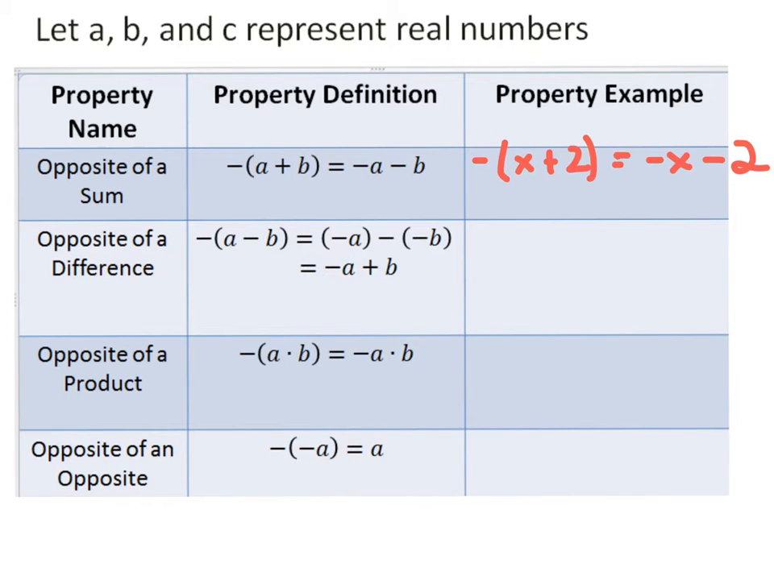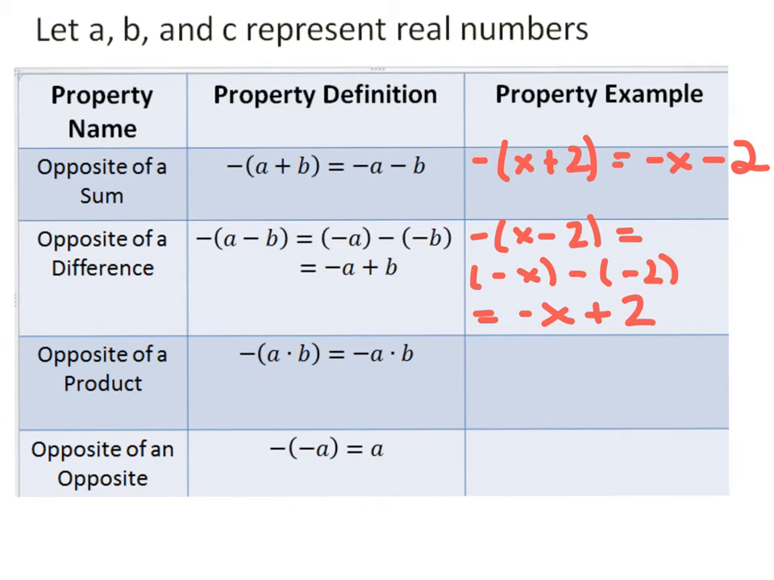So if we do this with an example, we can say negative x minus 2 equals negative x minus negative 2, which simplifies to become negative x plus 2.